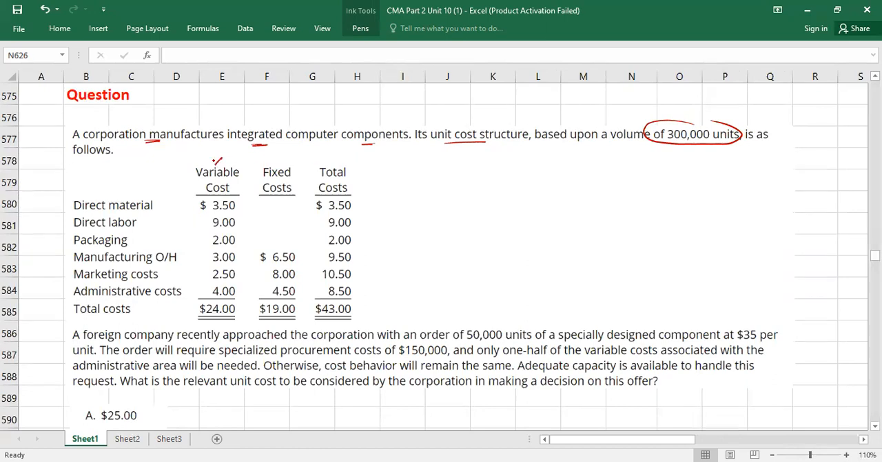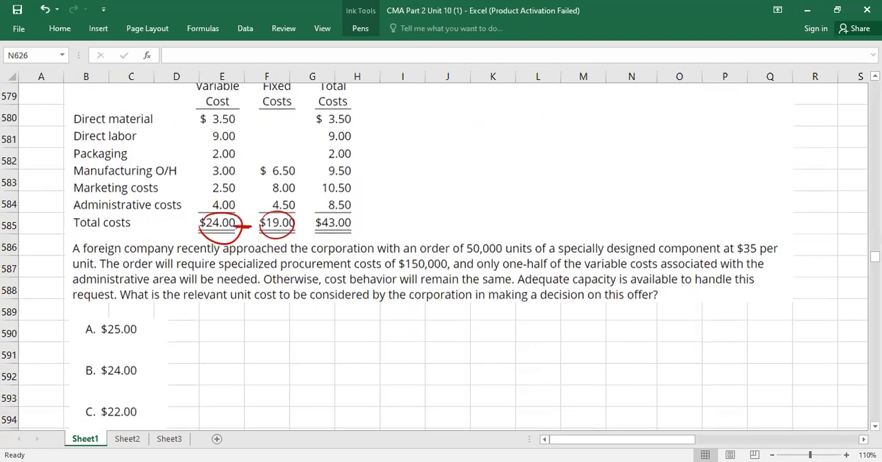This column is for variable cost, so total variable cost is given. This is for fixed cost, and total fixed cost is given. This is total cost. If you add variable plus fixed, this is going to be total cost. So, okay, here we go. Now read the question carefully.